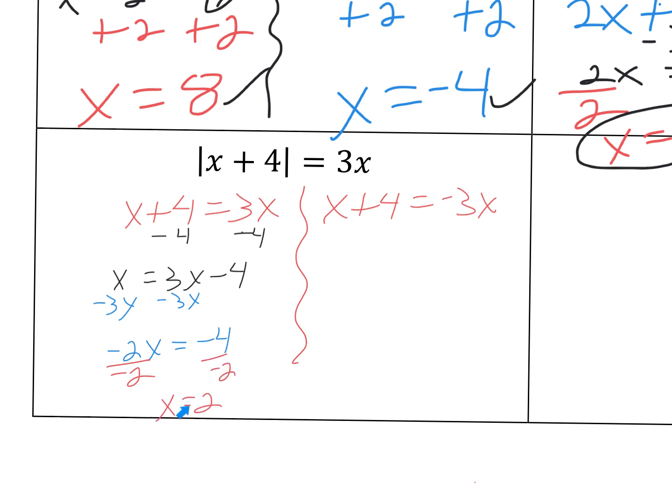Now, I'm definitely going to need to check my answer. Remember, when you have variables on both sides and you're working with an absolute value equation, you need to check for extraneous answers or extraneous solutions, okay?